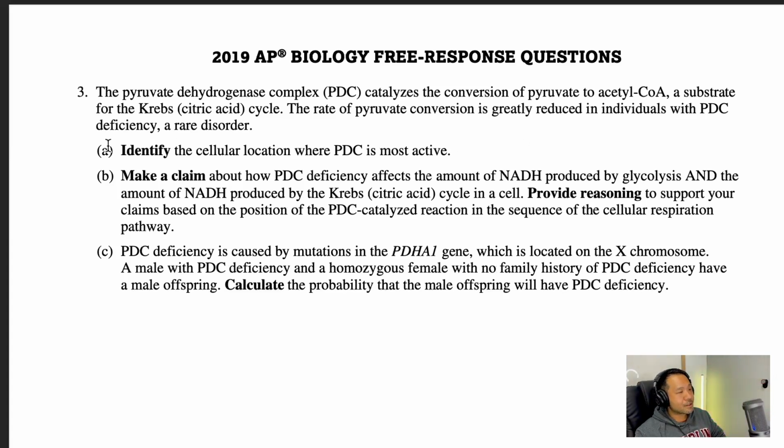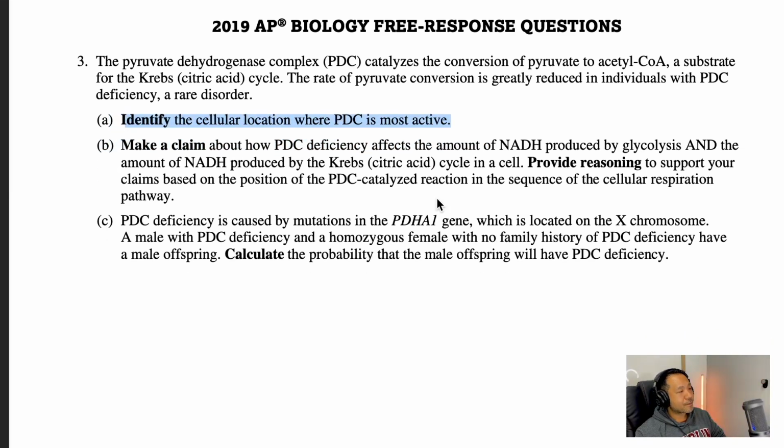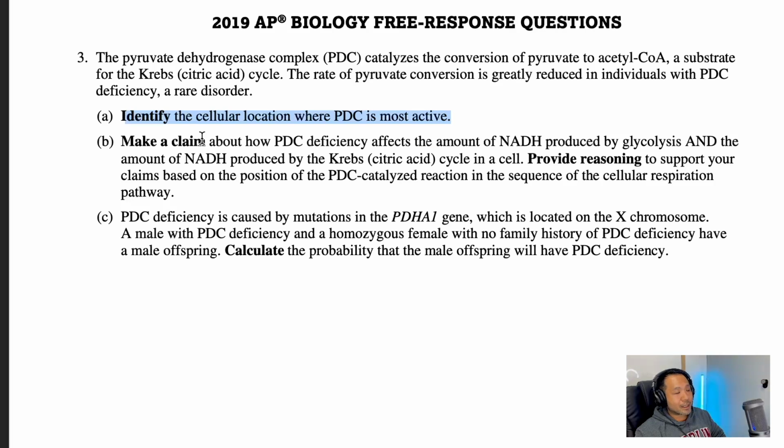That happens in the mitochondrial matrix. So that's where that is. And by the way, I can link a video or pages from the textbook that can tell you exactly what drawing they're referring to. Make a claim about how PDC deficiency affects the amount of NADH produced by glycolysis and the amount of NADH produced by the Krebs cycle.